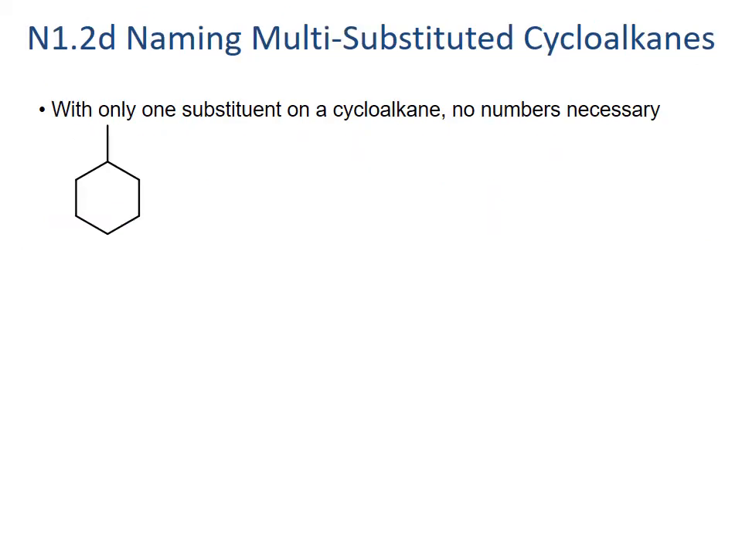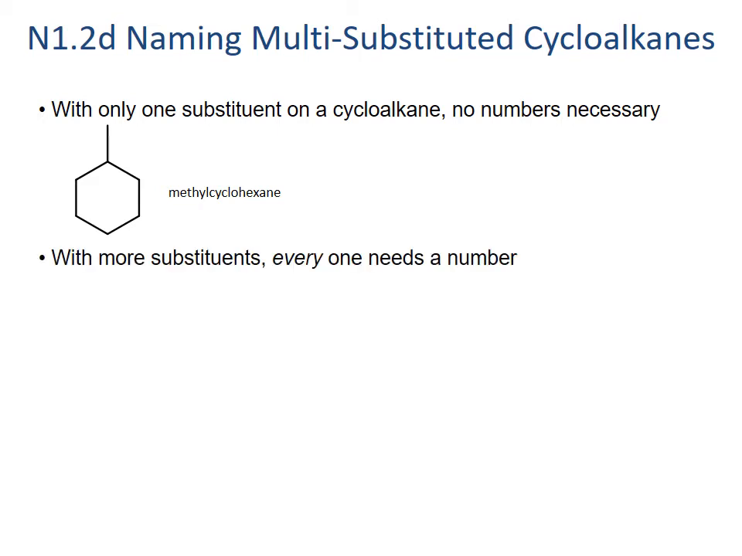When we have substitution on a ring, there's no clear starting or ending point until we substitute something onto the ring. If there is only one substituent, that position automatically becomes 1, and there's no need to number it. Pause and try to name the molecule shown. It's a methyl cyclohexane. Methyl because it has a 1-carbon chain coming off the side, and cyclohexane because it has a 6-membered ring. There's no number needed.